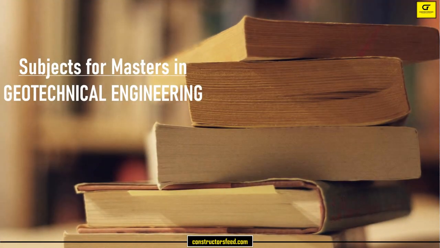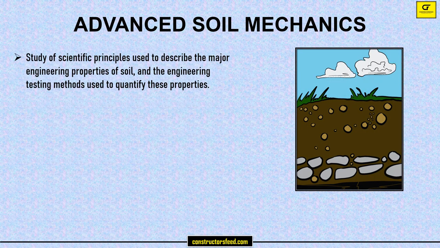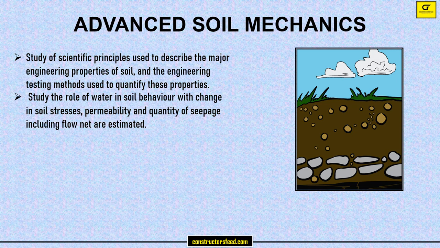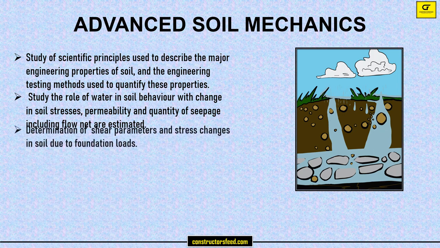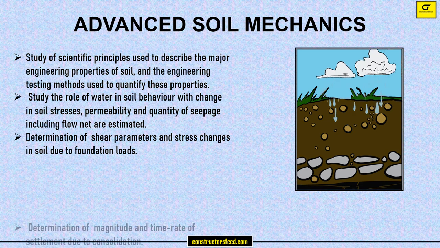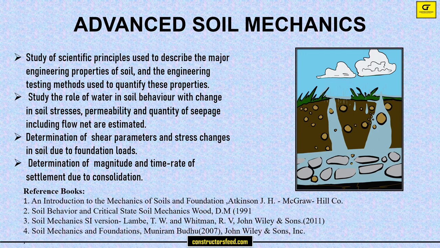Subjects for masters in geotechnical engineering: advanced soil mechanics. Study of scientific principles used to describe the major engineering properties of soil, and the engineering testing methods used to quantify these properties. Study the role of water in soil behavior with change in soil stresses, permeability and quantity of seepage including flow net are estimated. Determination of shear parameters and stress changes in soil due to foundation loads. Determination of magnitude and time rate of settlement due to consolidation. These are the reference books.